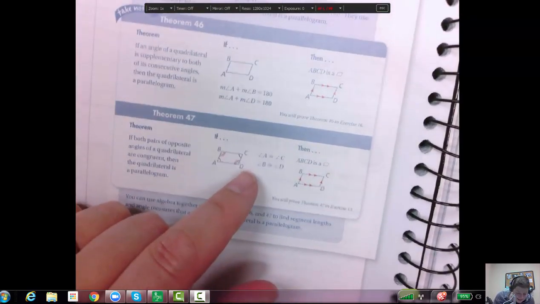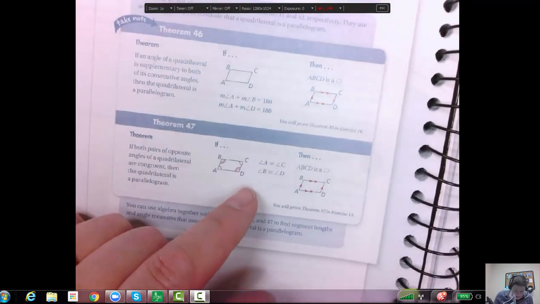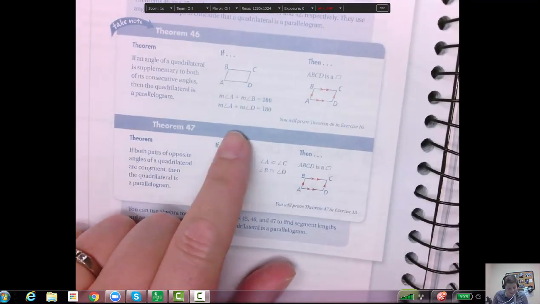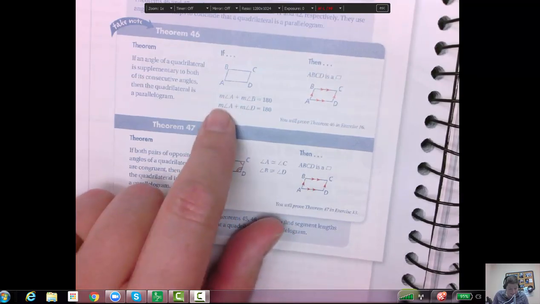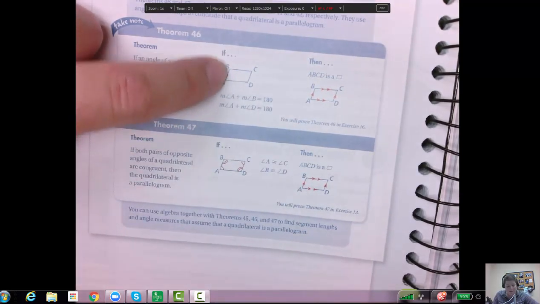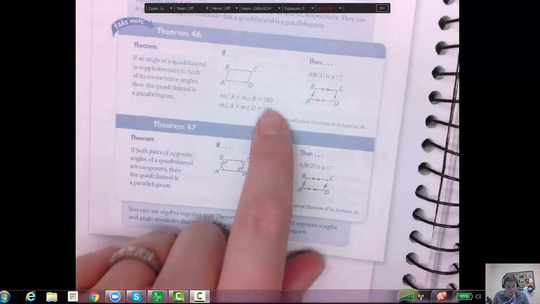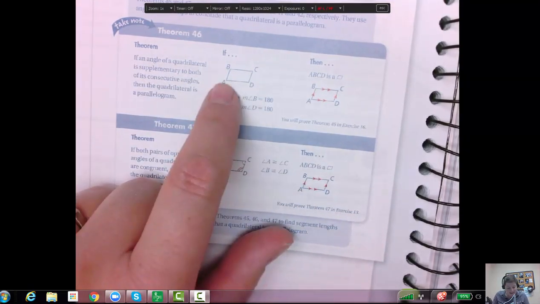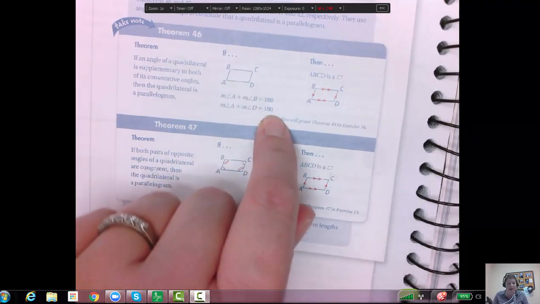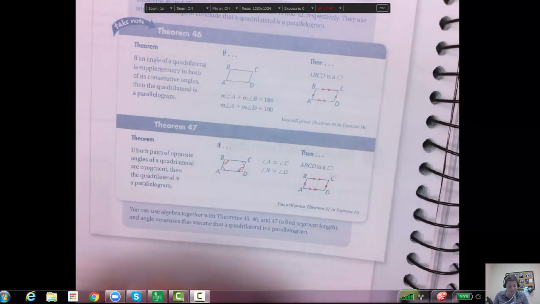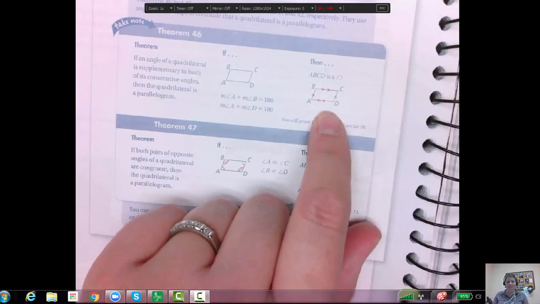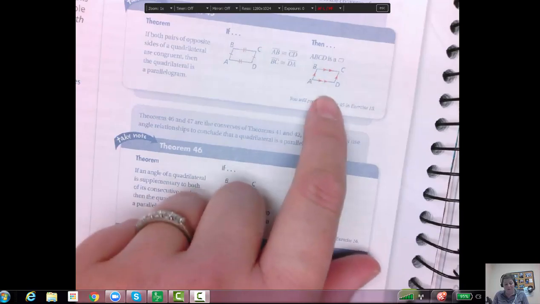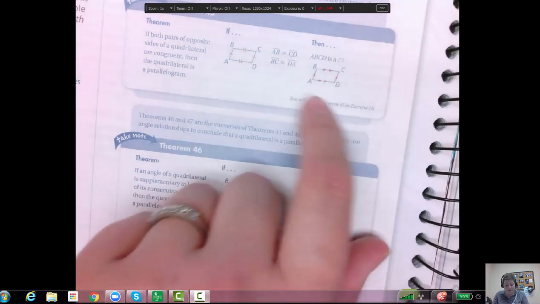The next one, 46, says if angle A plus angle B, so angles right next to each other, are 180, and A plus D also add to 180, they're supplementary, then it's a parallelogram. So there's another one. And remember, a parallelogram again is opposite sides parallel.